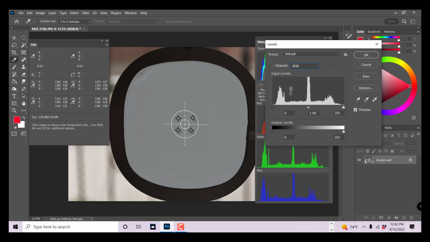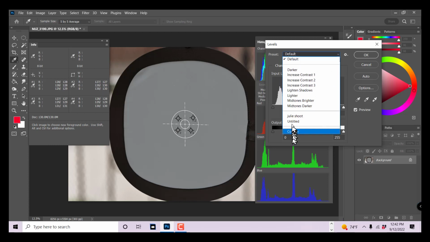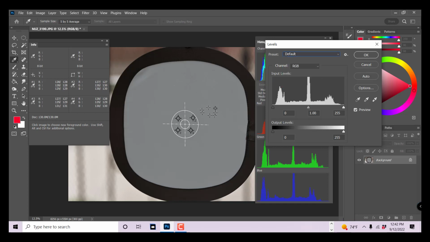a second image in the series, if I want to apply the adjustment that I made to the gray card, I can just check and pick my adjustment. And so it's a way of syncing.